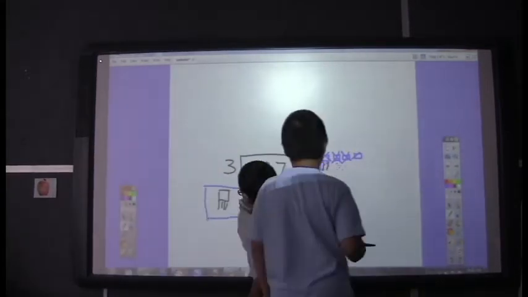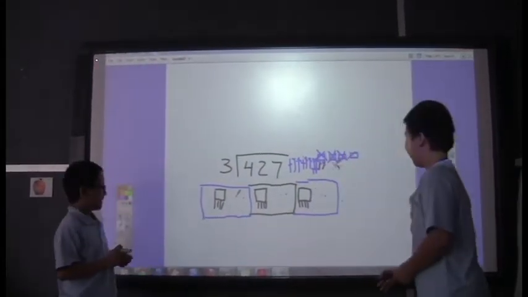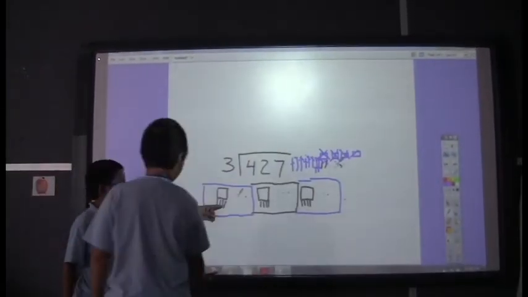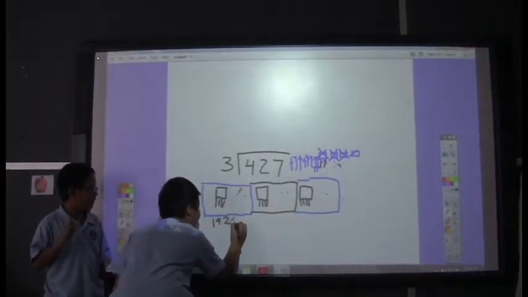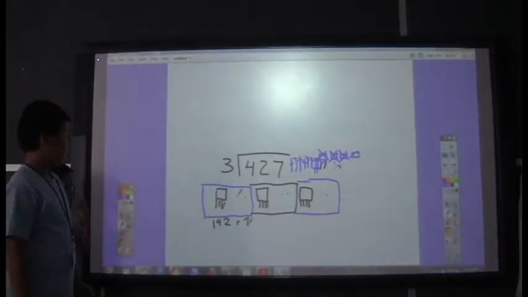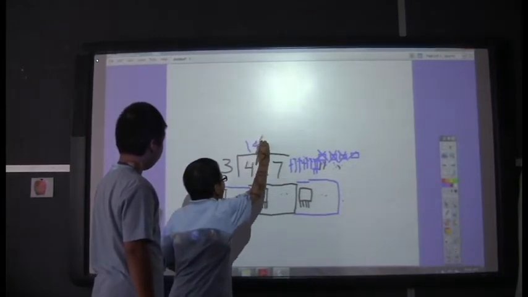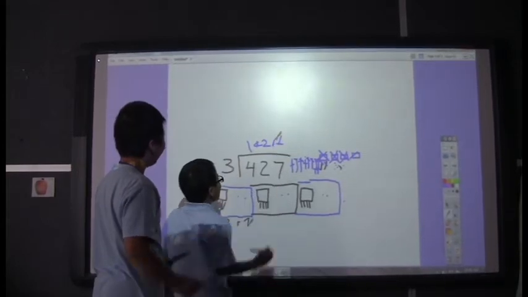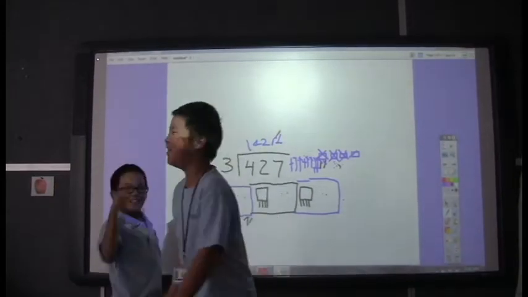I'll pass it to the left. Okay, so what's the answer? The answer is 142 remainder 1. Okay, so how do we write our quotient in your division problem? 142. Excellent. High five! Nice.